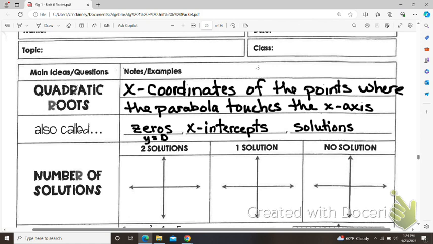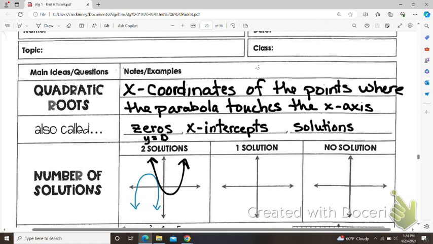And so there are many ways that these could go, but I'll give you a couple examples for each of what the parabola might look like. For instance, if it has two solutions, it could look like this. Okay. It could look like this. Notice both of those cross the x-axis in two places.